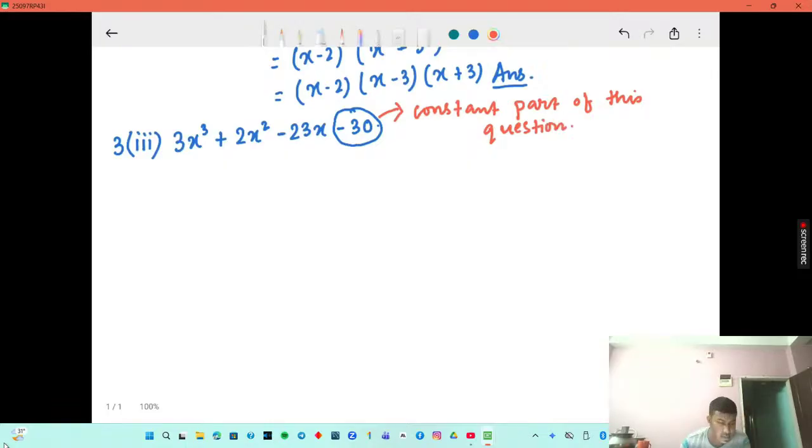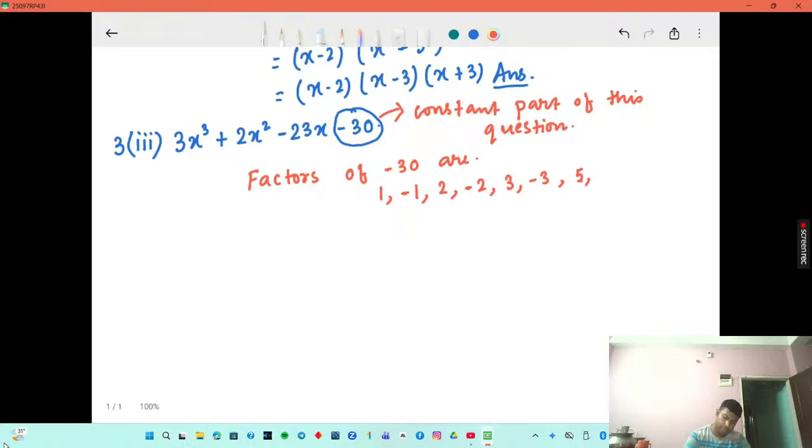So what are the factors of 30? The factors of minus 30 are 1, minus 1, 2, minus 2, 3, minus 3, 5, minus 5, 6, minus 6, etc. So what can we do?